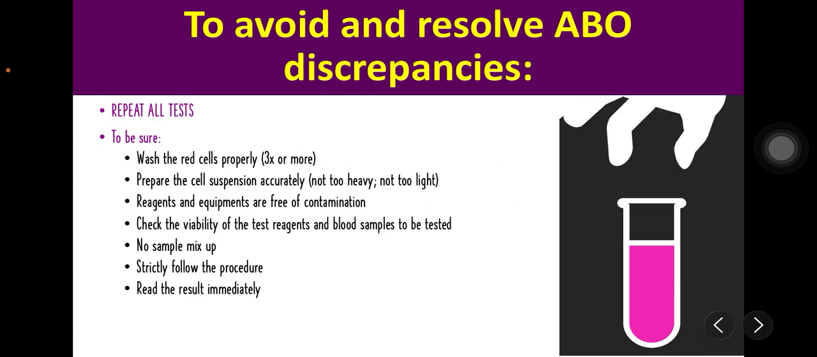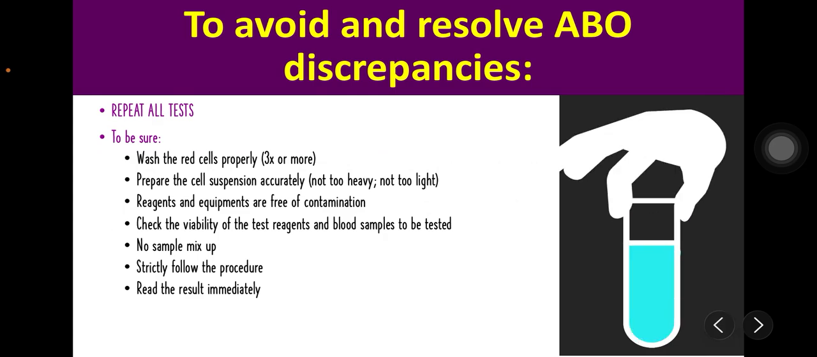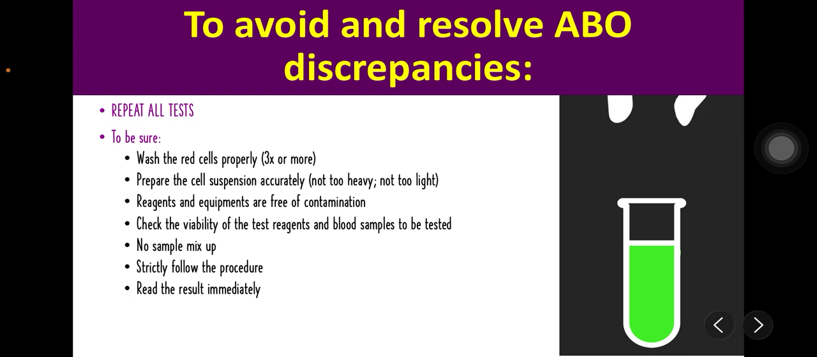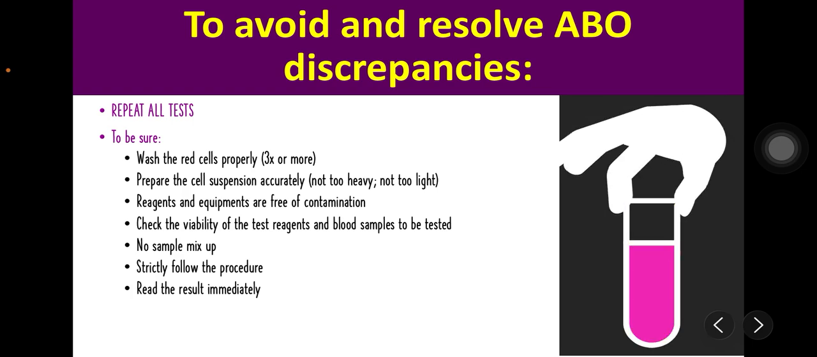So again, in order to avoid and resolve ABO discrepancies, you can repeat all the tests, and in order to be sure, you can wash the red cells properly, prepare the red cell suspension accurately, make sure reagents and equipment are free of contamination, check the viability of the test reagents and blood samples to be tested, ensure no sample mix-up, strictly follow the procedure, and read the results immediately.